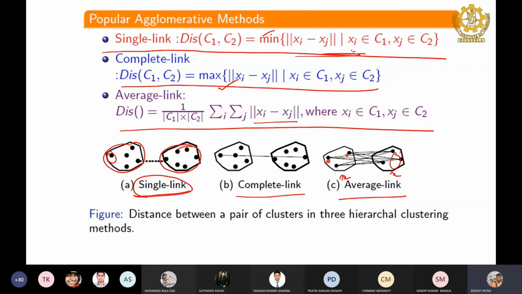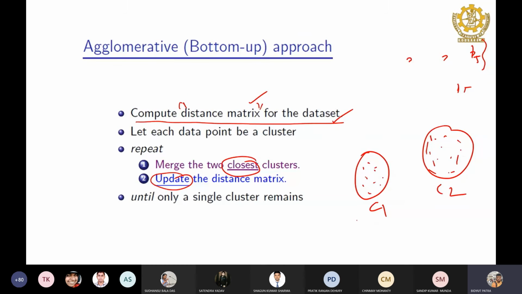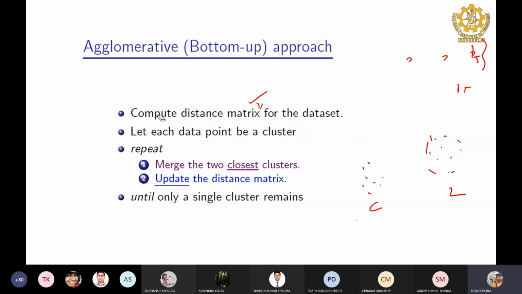Basically, I taught three algorithms: single linkage, complete linkage, and average linkage. But you have to remember the previous part remains the same. Suppose I ask you to apply single linkage, complete linkage, or average linkage, these steps will remain the same. In the first step, you compute the distance matrix. Then each data point is a cluster, and you merge the two closest clusters. So closest cluster means what? You have the distance matrix here.